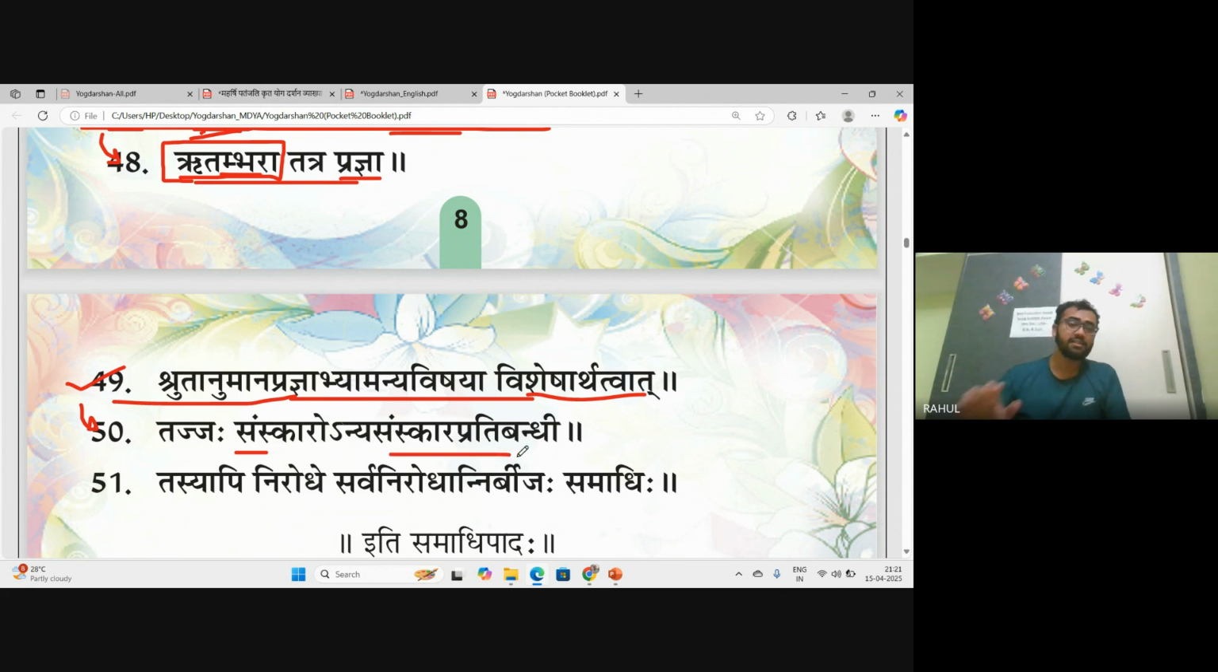The sanskara is pending. So here, when you read about the Dharma Megha Samadhi in Kaivalya Pad, Sutra number 29, you will see there Dharma Megha Samadhi. How we are able to know, how we can achieve that Ritambhara Pragya stage. So the yogi is able to reach that knowledge here.